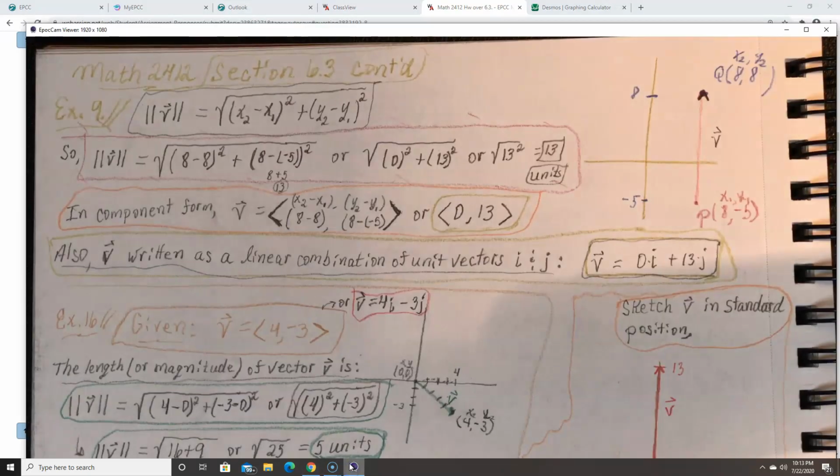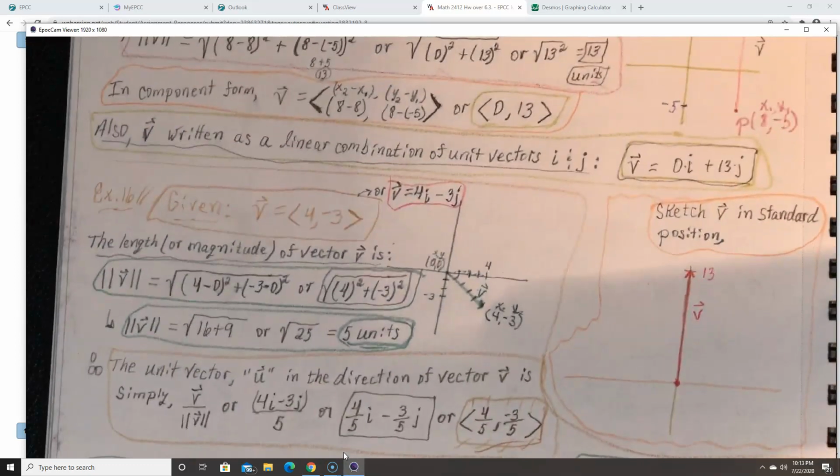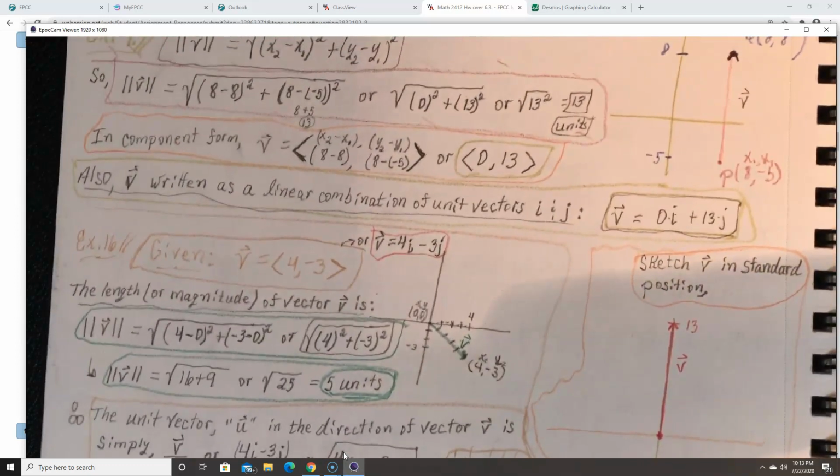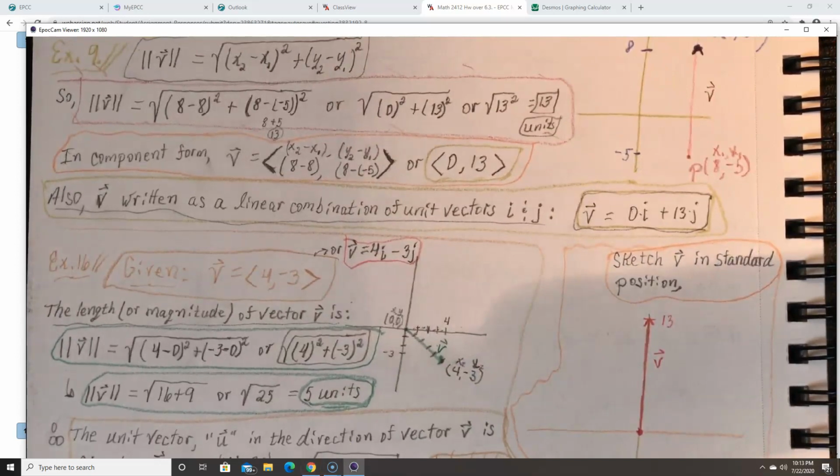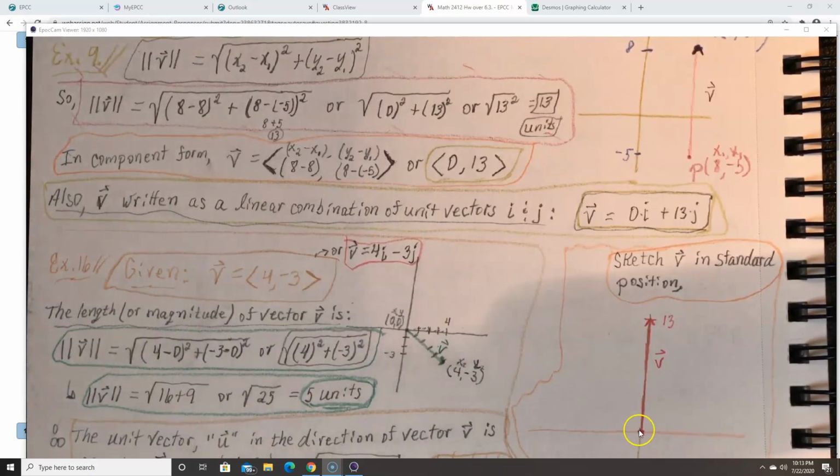We could have drawn that on the same grid, the same coordinate axes, I just didn't, to try not to confuse anyone unnecessarily. So here is a new coordinate system, x and y axes.